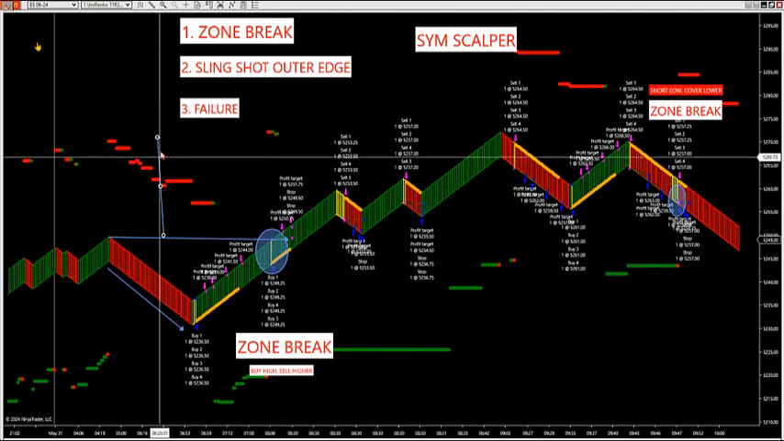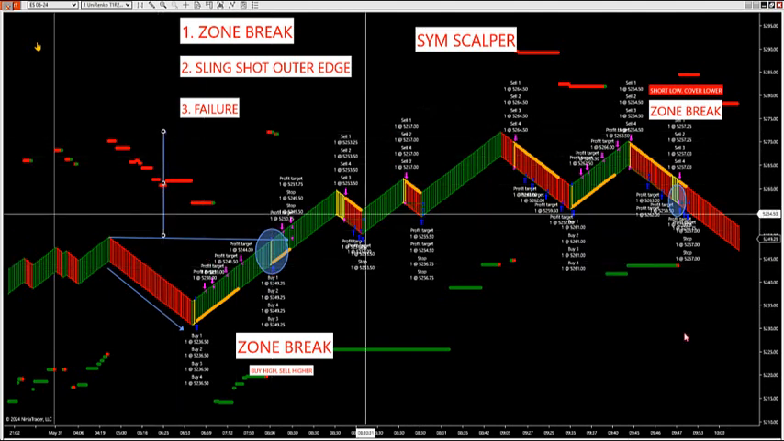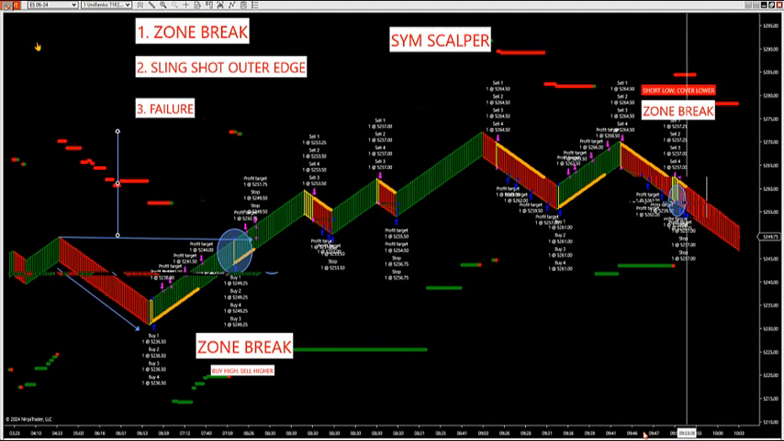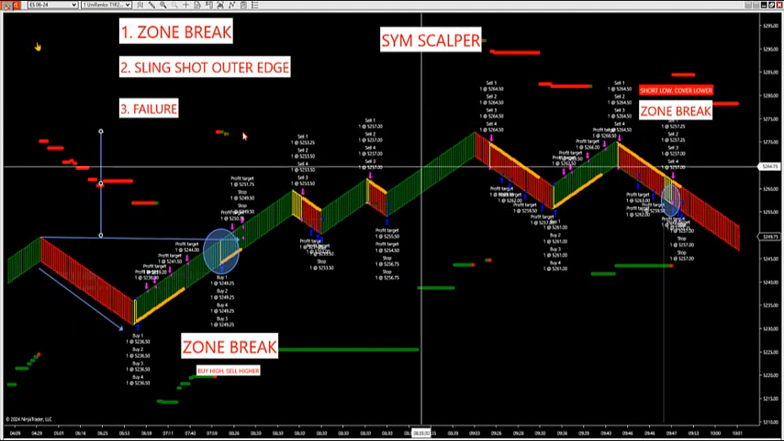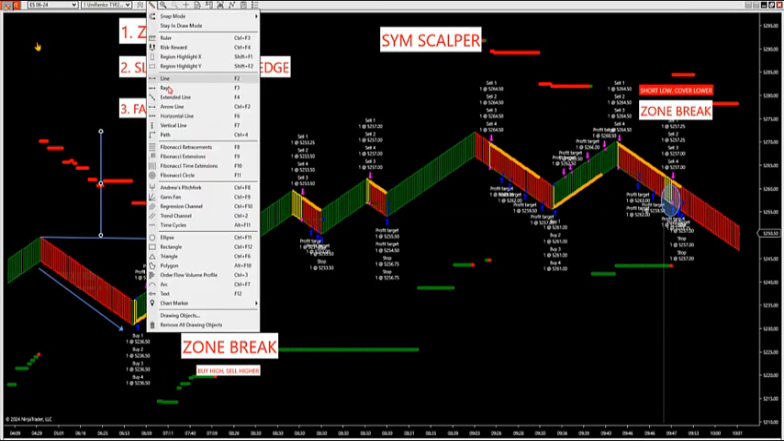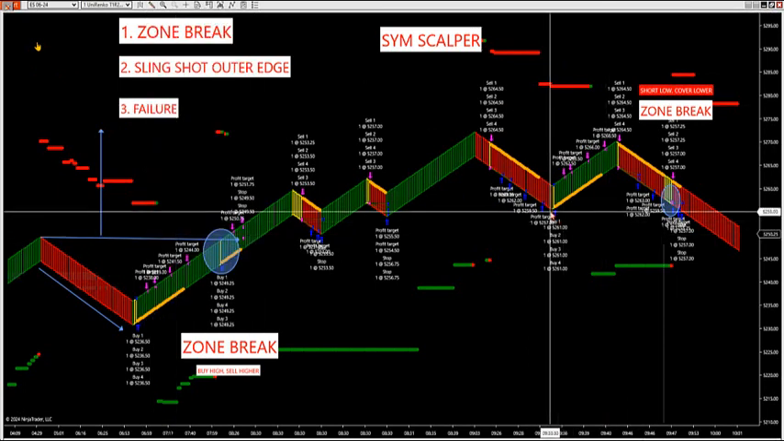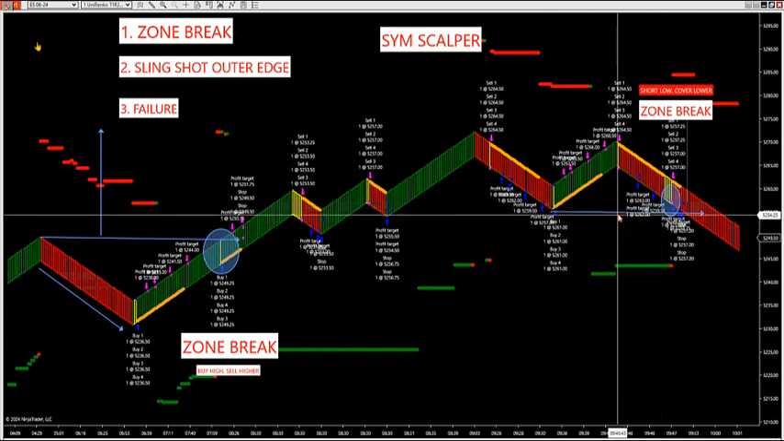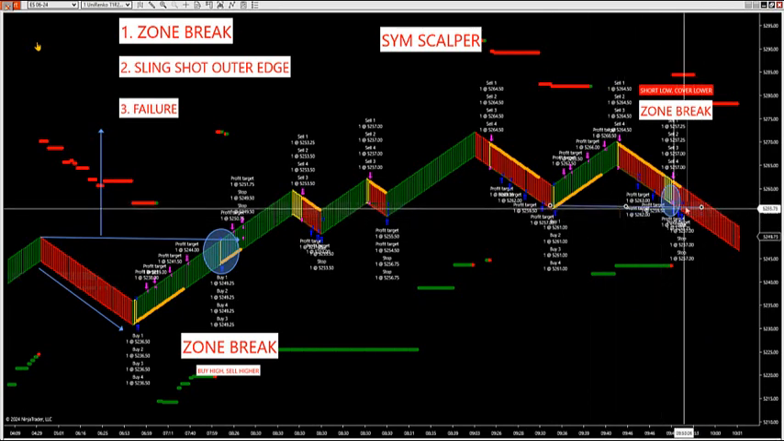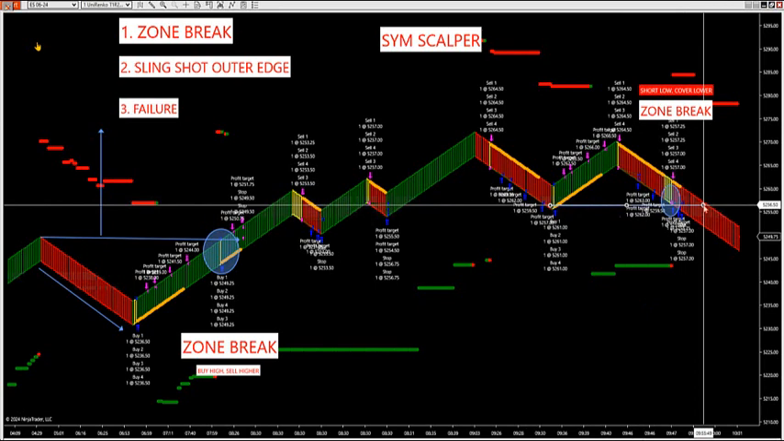So that's a zone break. The short that we just went over a second ago that came out live was here, another zone break. Look what happened: we broke the low. That's why these come up. You broke the swing low, and the automated system got short, or you can manually get short if you want to.